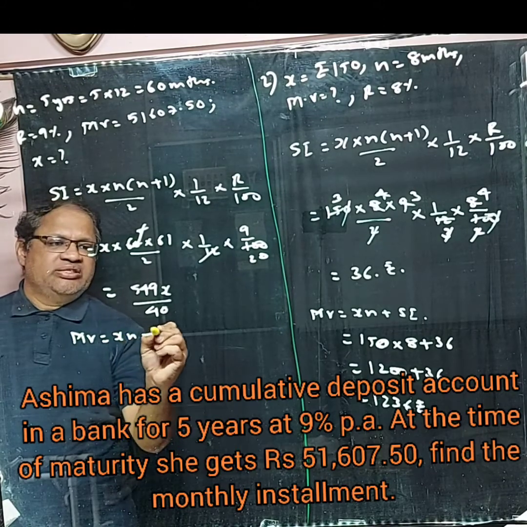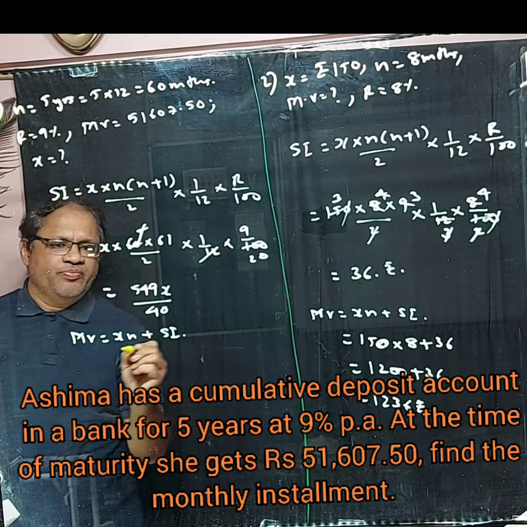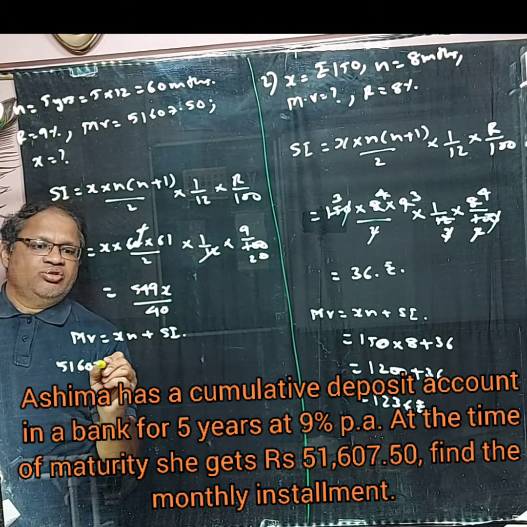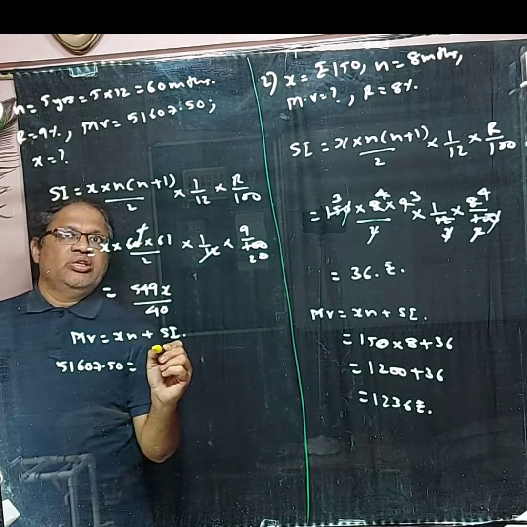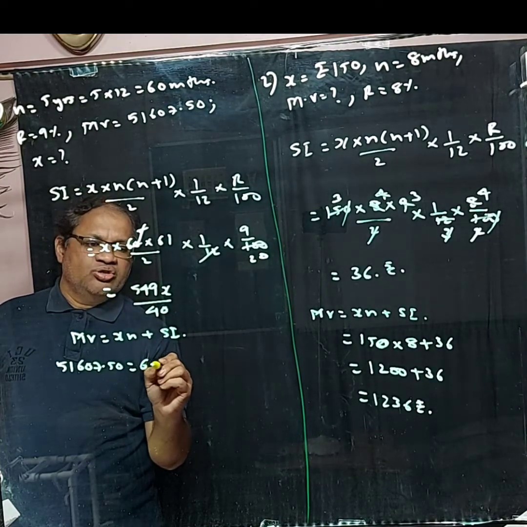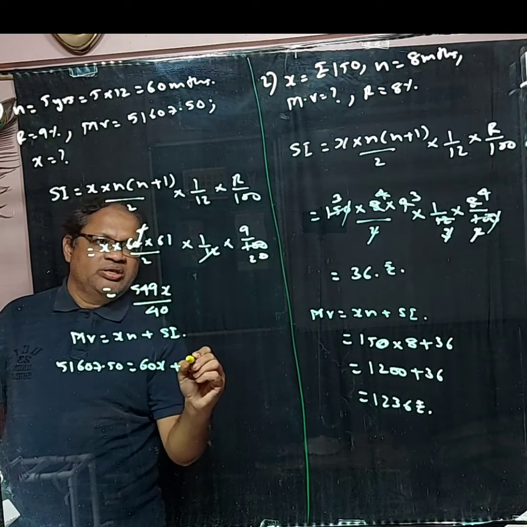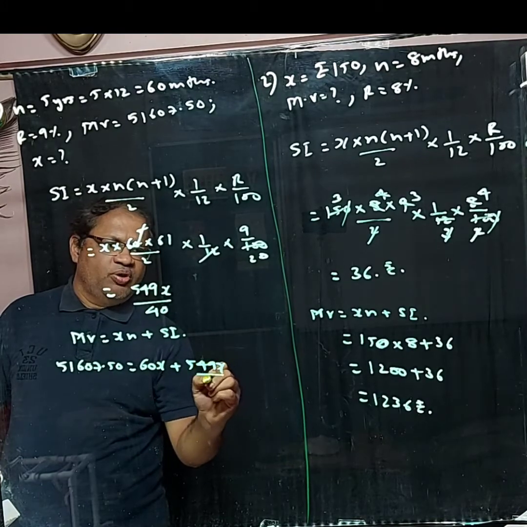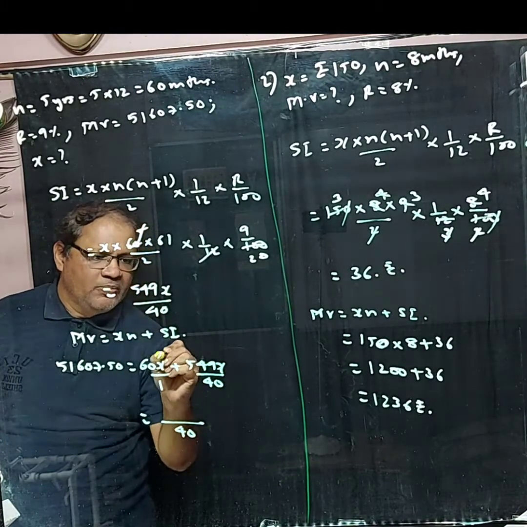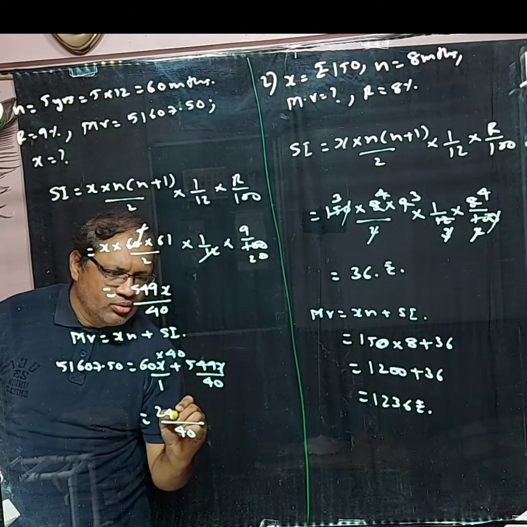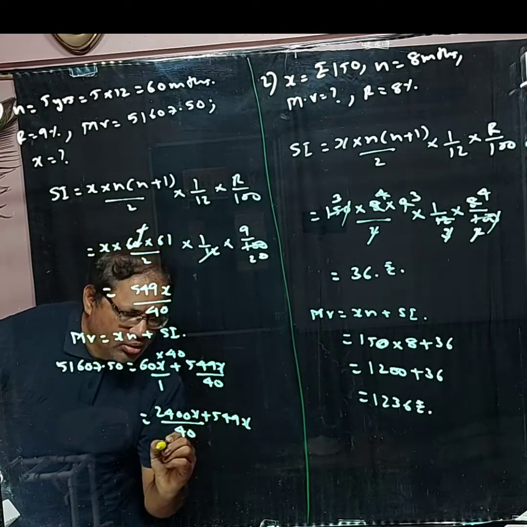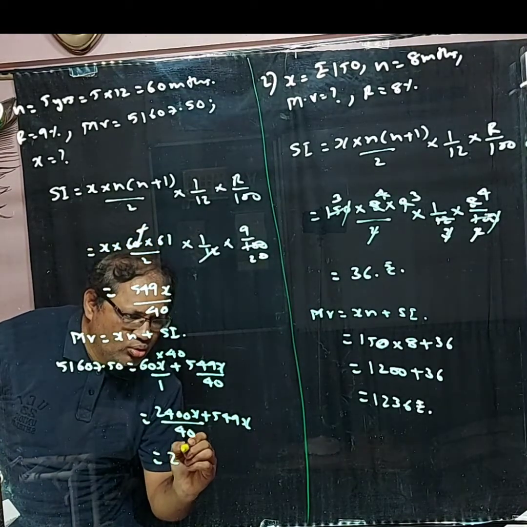MV is equal to XN plus SI. So the MV they have given, 51607.50, is equal to X into N. N is 60. So 60X plus 549X upon 40. So take the LCM. LCM is 40.